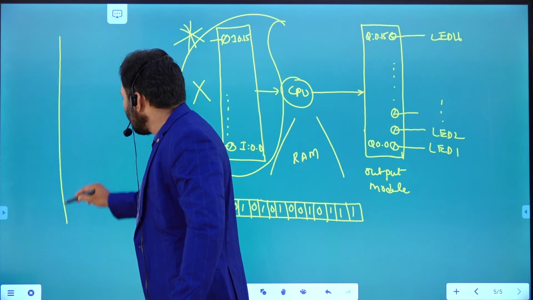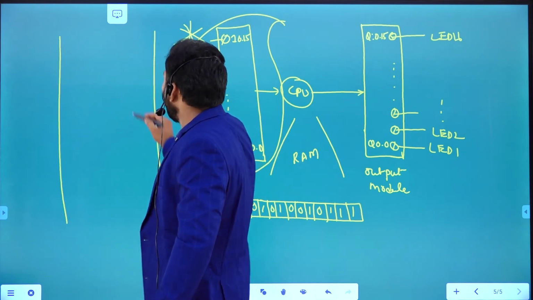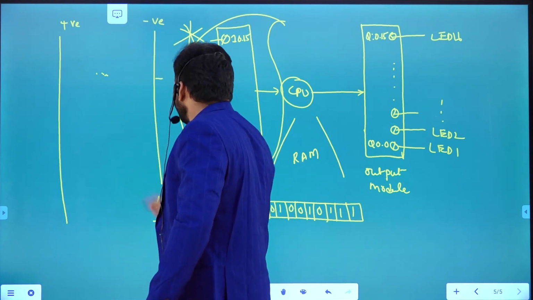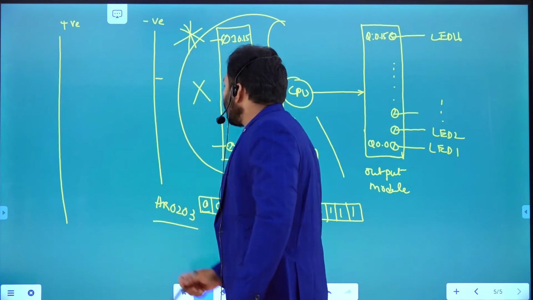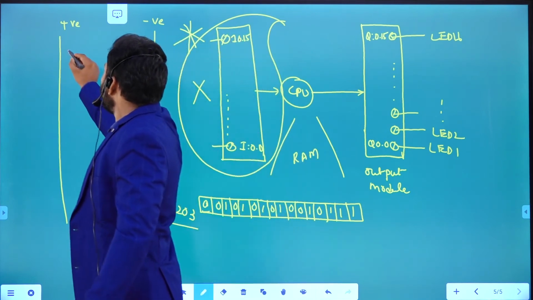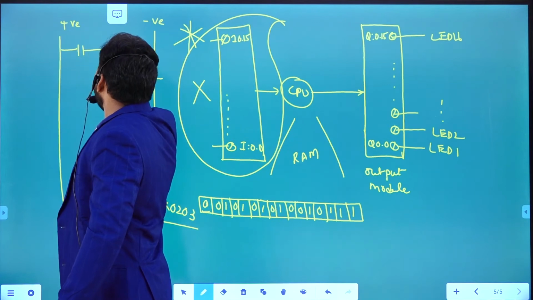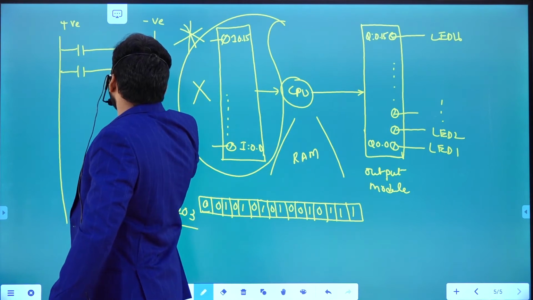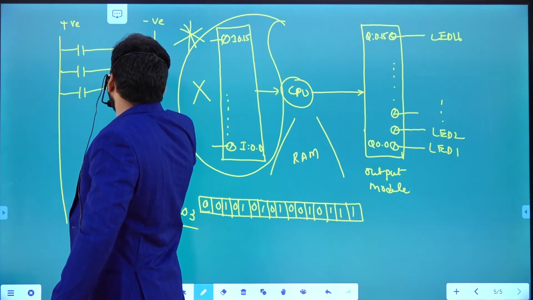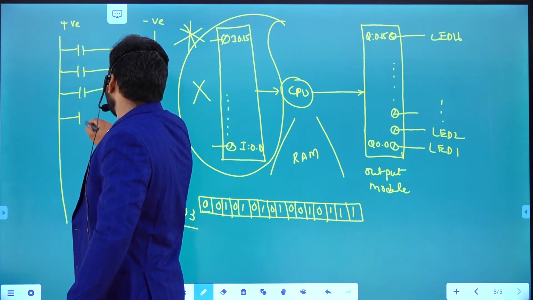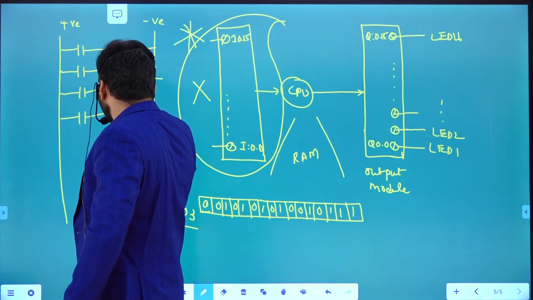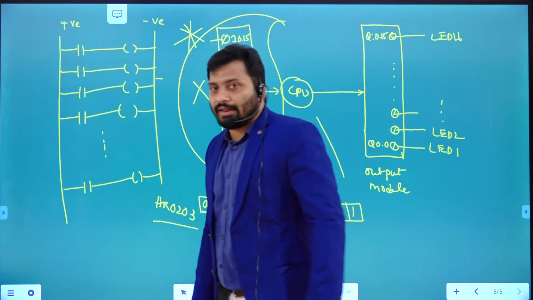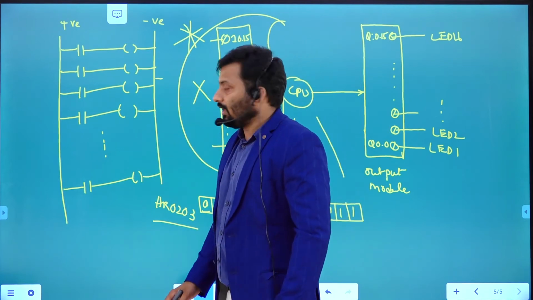So for example, this is the program I wrote. This one is the positive rail, this one is the negative rail. Like this you can write contact, output. Here I am writing rungs like this. Like that I wrote rungs. How many rungs did I write? 16 rungs.